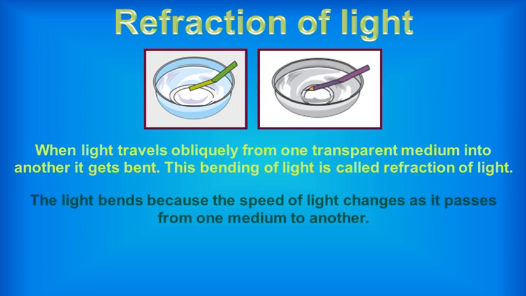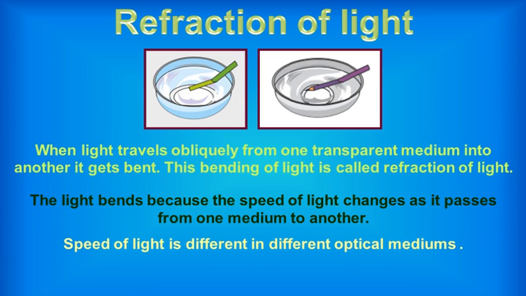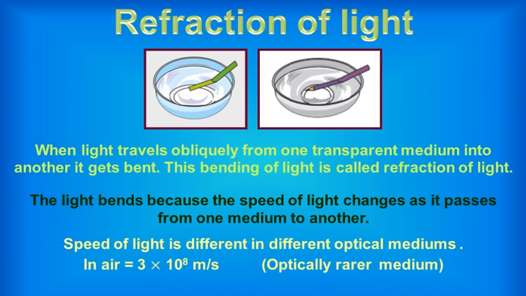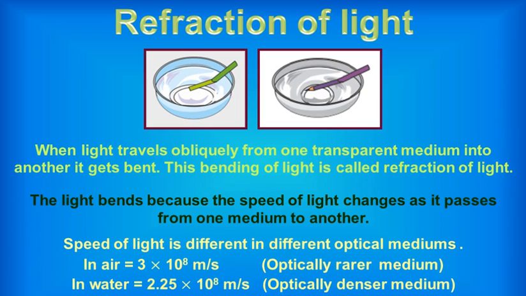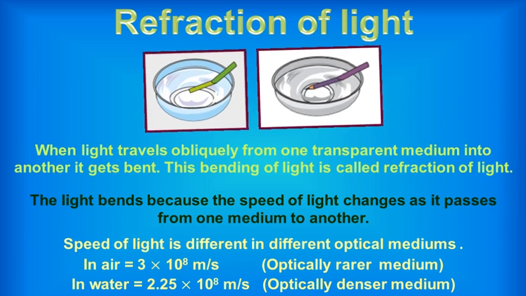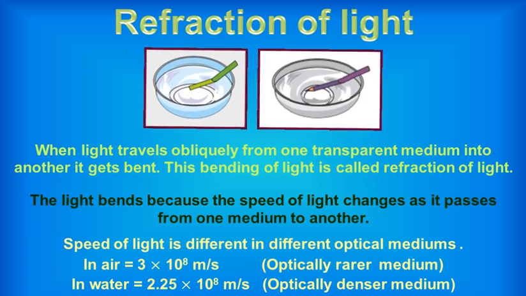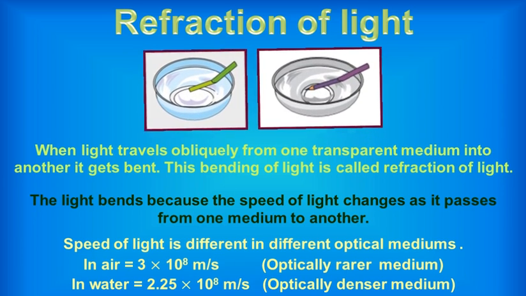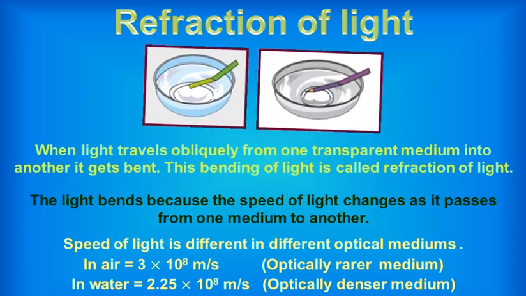The light bends because the speed of light changes as it passes from one medium to another. Speed of light is different in different optical mediums. In air, it is equal to 3 multiplied by 10 raised to the power of 8 meter per second, an optically rarer medium. In water, it is equal to 2.25 multiplied by 10 raised to the power of 8 meter per second, an optically denser medium. Hence we see, when light passes from air to water, its speed slows down, and the light rays are bent, hence the pencil and straw appear to be bent.